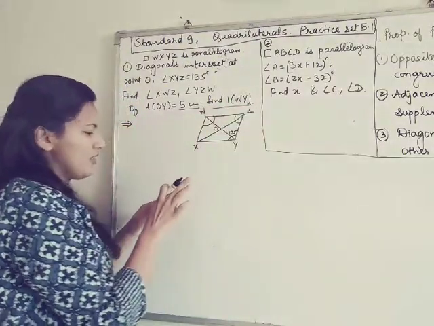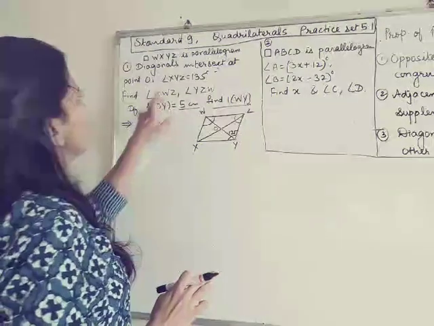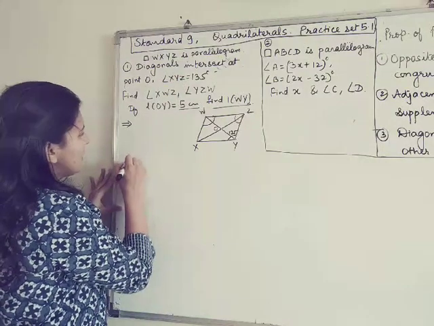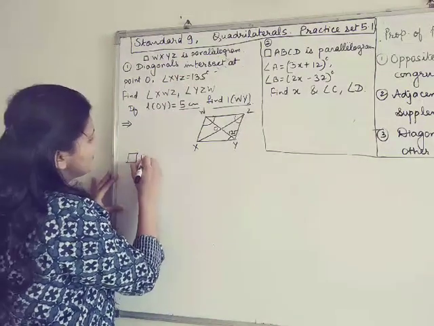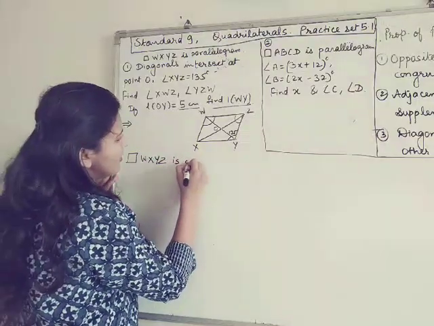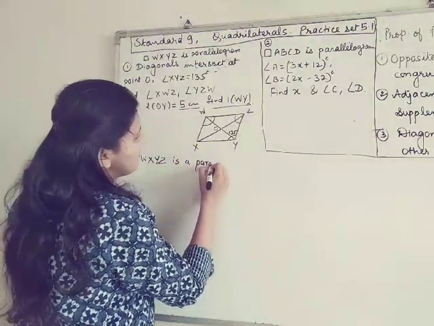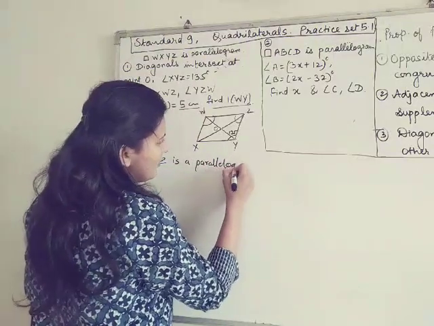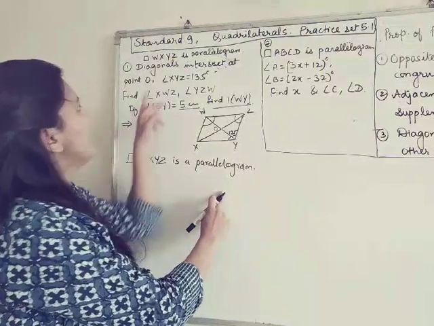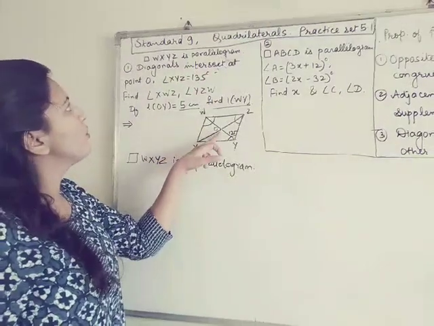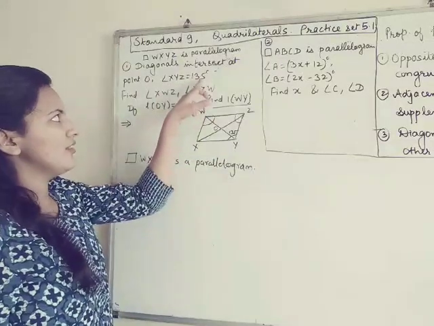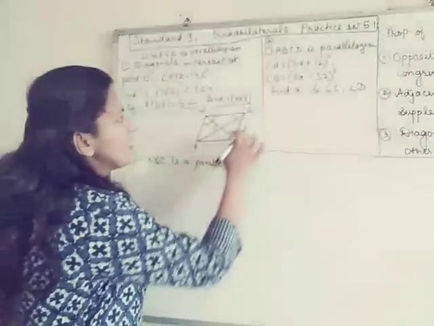Okay. So first, what is given? Angle XYZ. So what we have to write? That WXYZ is a parallelogram. In that, diagonals intersect each other at point O. And what is the value of angle XYZ? It is 135. So angle XYZ is given.